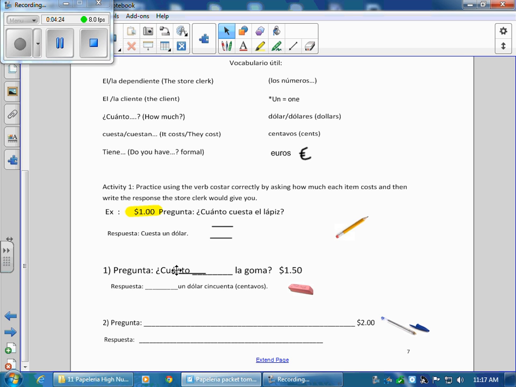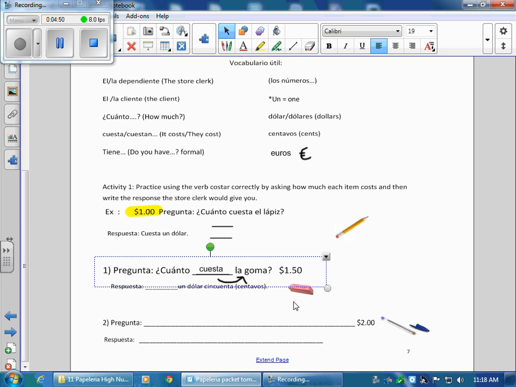Pregunta. ¿Cuánto cuesta la goma? Okay, and on your sheet you have that blank. So I just told you it would be cuesta. So you should think to yourself, why would it be cuesta and not cuestan? And the reason is because your noun that you're talking about is singular, all right? So you should remember that cuesta goes with singular items. So, ¿cuánto cuesta la goma?